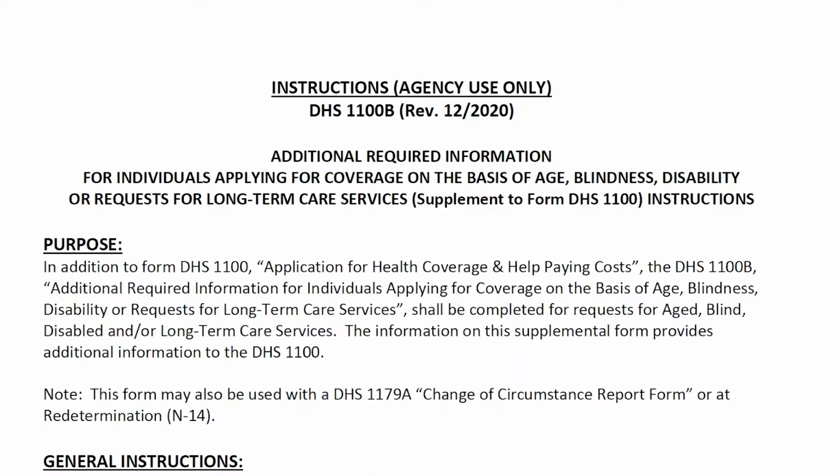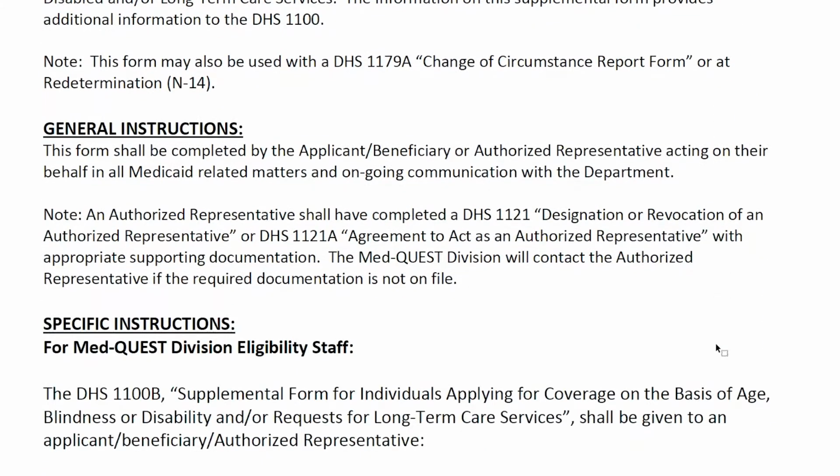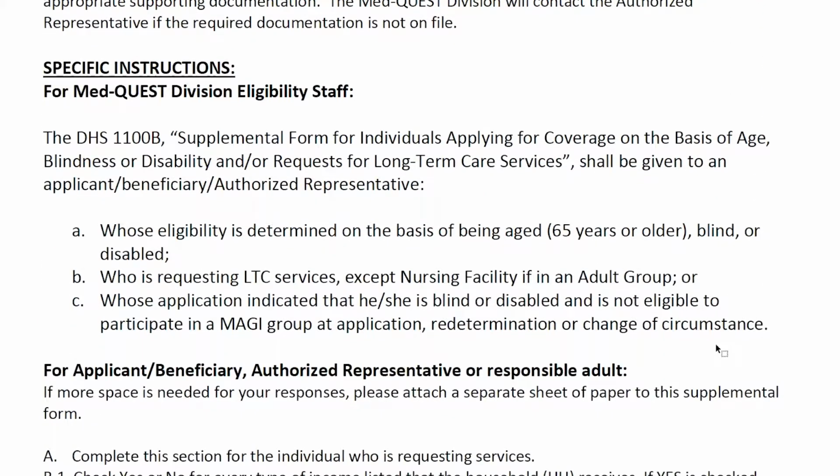Each state is going to have their different applications. It's going to look a little different, but primarily what they're asking for will always be the same. So let's go ahead to the general instructions. This is how eligibility is usually determined. You have to be 65 and older, blind, or disabled.